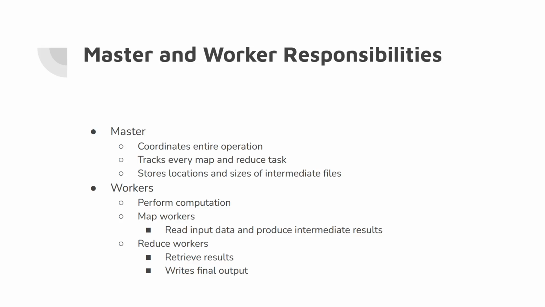The workers perform the actual computation. Map workers read input data and produce intermediate results. Reduce workers retrieve the results, sort them, group values by key, execute the reduce function, and write the final output. This design centralizes scheduling decisions in the master while distributing most computation and data processing across the workers.